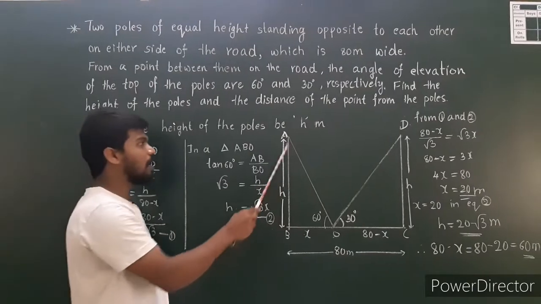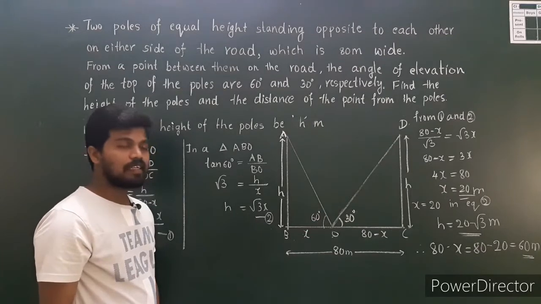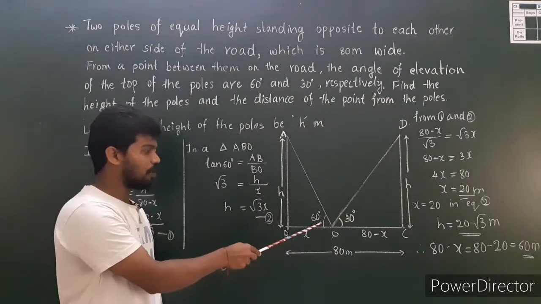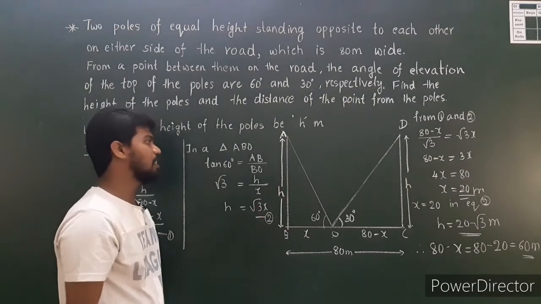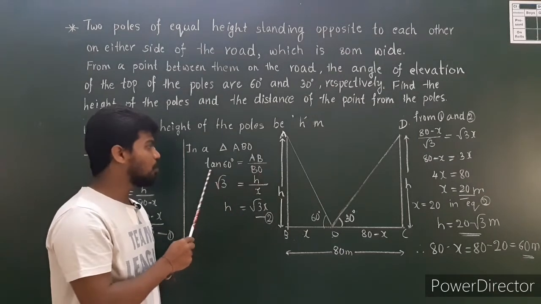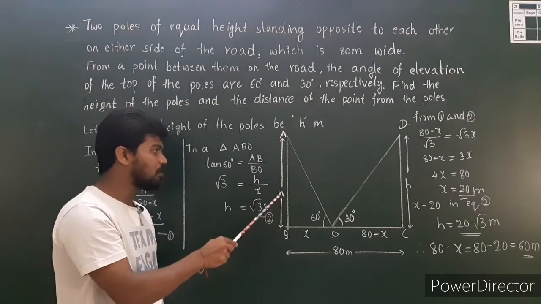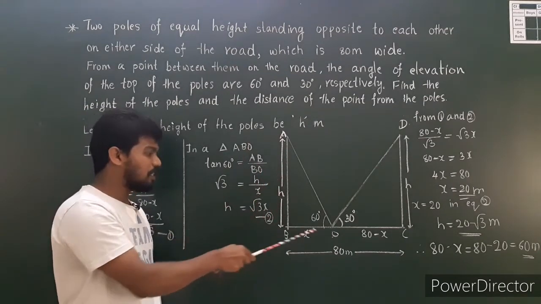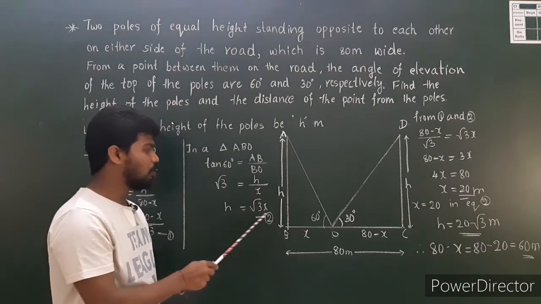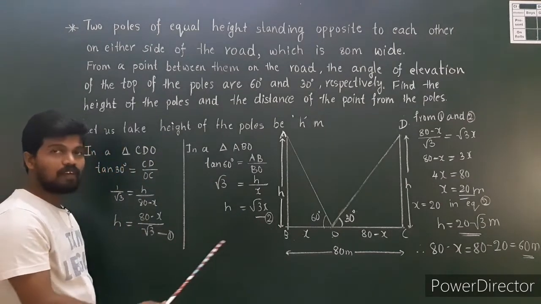Similarly, you take one more triangle, ABO. So you define tan 60 degrees as opposite side by adjacent side. The opposite side is AB, the adjacent side is BO. You know that tan 60 is root 3, equal to AB, which you considered as H, divided by the distance X. So H by X, therefore H is equal to root 3 X. You take the first one as equation 1, and this as equation 2.